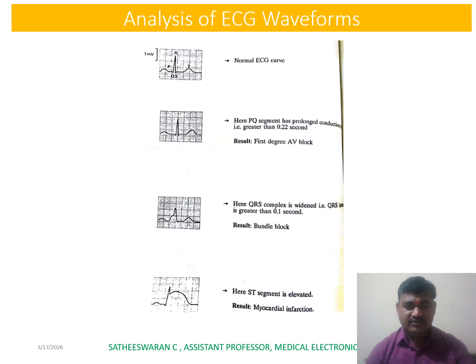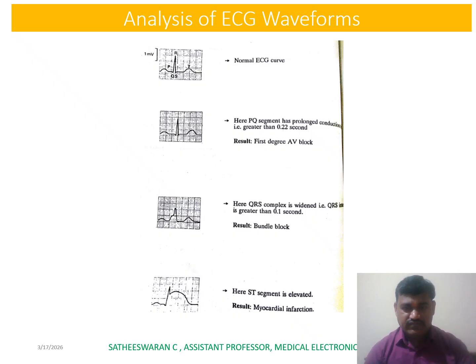Then analysis of the ECG waveform. This is a normal ECG waveform. Then this is a second one. Here the PQ segment has a prolonged condition, greater than 0.22 second. So this figure shows the first degree AV block. Here PQ has a prolonged conduction period of greater than 0.22 second.